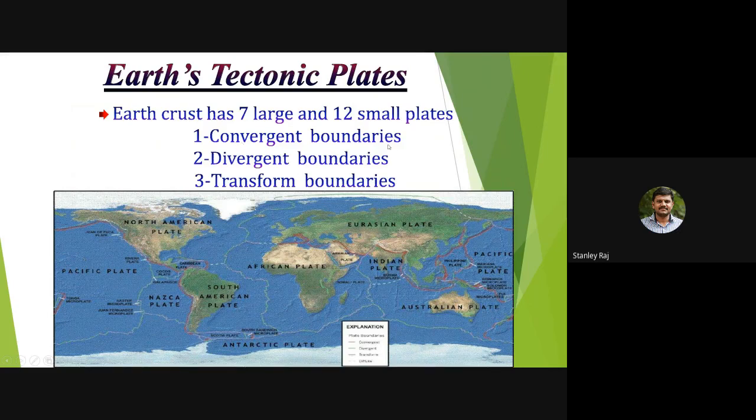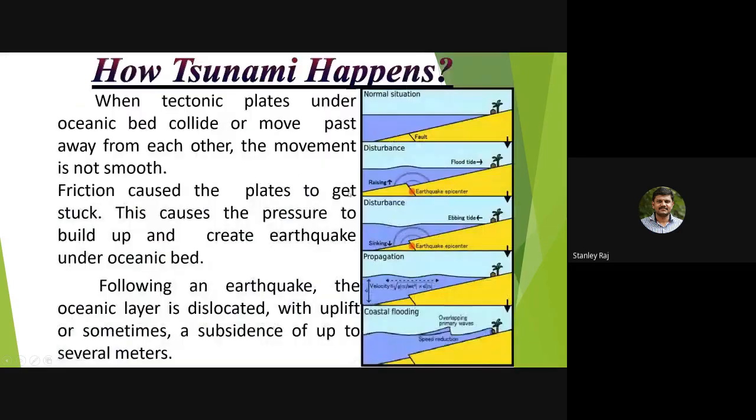One, we call a convergent boundary zone. Two is the divergent boundary zone. And third is the transform boundary zone: convergent, divergent and transform boundary zones. So how does it happen? The normal situation is a fault, and it looks like this. Then with the disturbance, the tide arises and the ebbing of tide happens, and the velocity will be the velocity of the seismic wave. It starts flowing to the shoreline, and the speed reduces by overlapping of the primary wave.